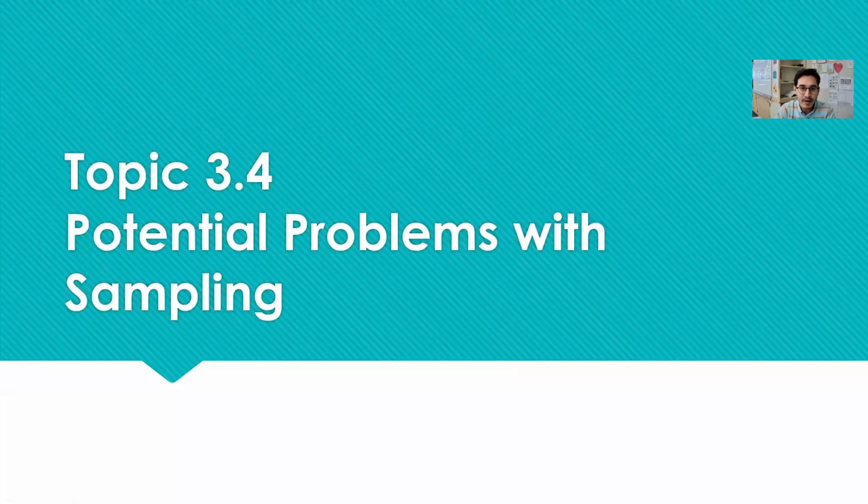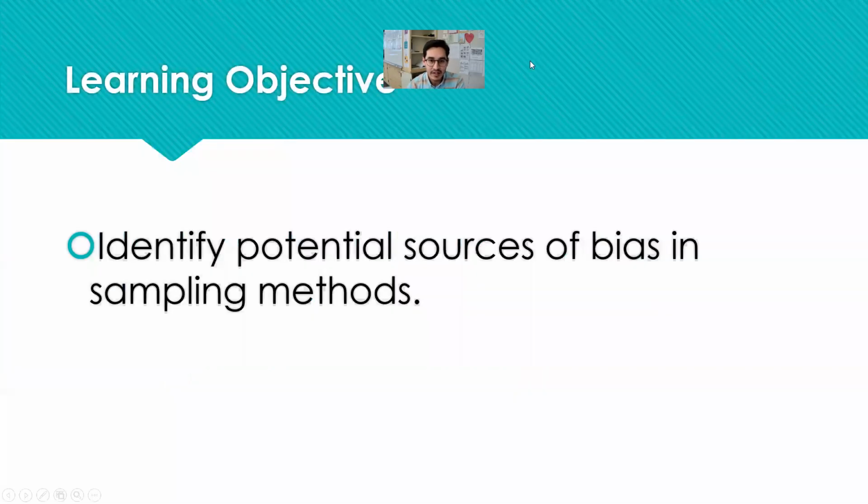Hey, this video is going to cover topic 3.4, potential problems with sampling. All right, so our objective is to identify potential sources of bias in sampling methods.